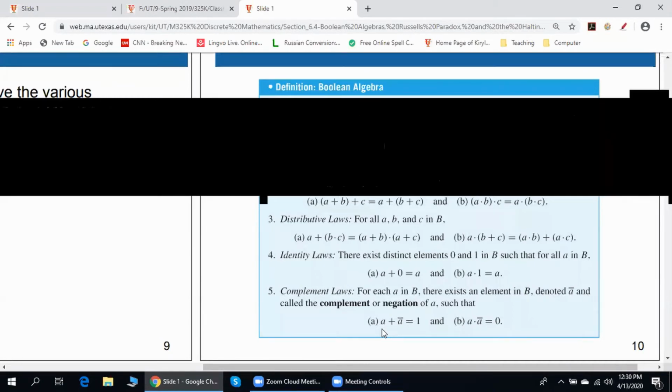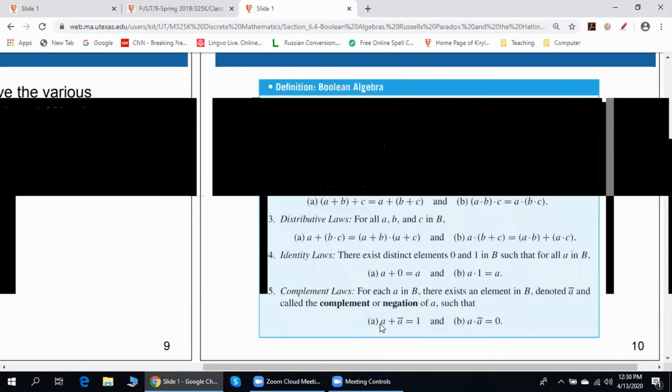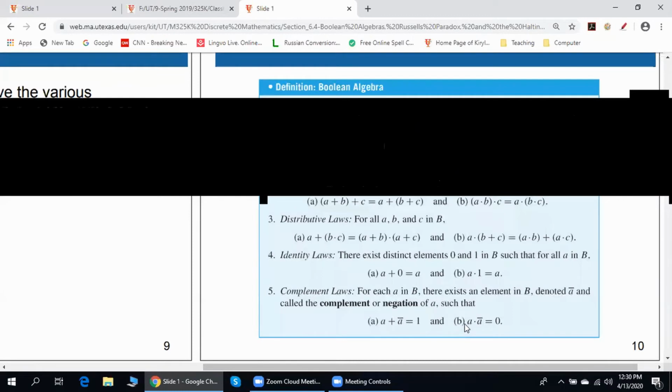What does A mean? A means sets. Just the set A and B? So the left-hand side is what? A union A complement is equal to the universal set. 5B: the intersection of A and A complement is the null set.